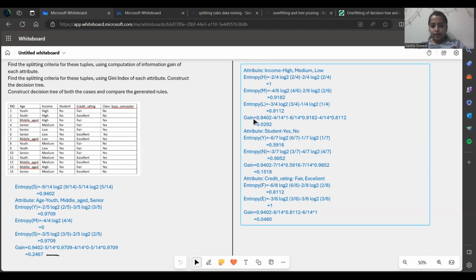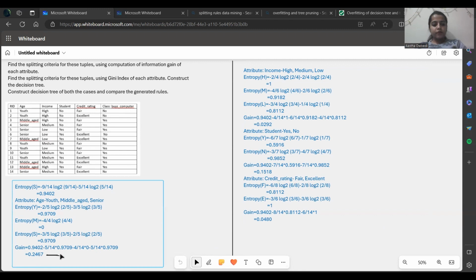Similarly, we will calculate the entropy of income, which has three attributes: high, medium, low. Then we will calculate the gain. Then we will calculate the entropy of student, which has attributes yes and no, and the gain for student. Then we will calculate the entropy for credit rating, which has two attributes, fair and excellent, and calculate the gain. In information gain, we choose the maximum gain as the root node. So here the maximum value of gain is of age. So our root node will be age.